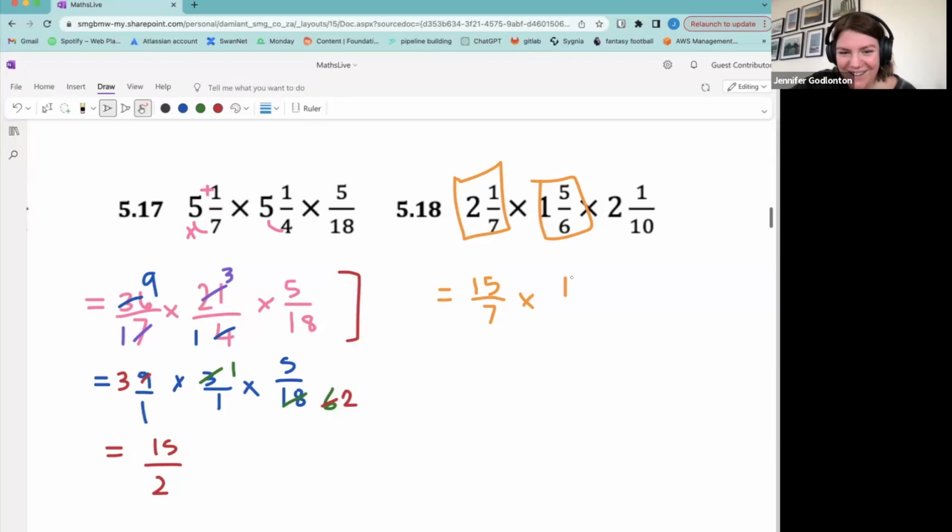Yay! 11/6. So 6 times 1 is 6. 6 plus 5 is 11. So we're going to have 11/6. And our last fraction, 2 and 1/10.